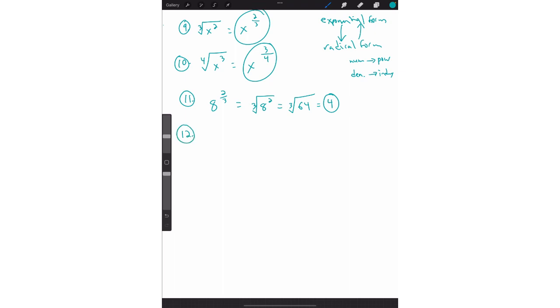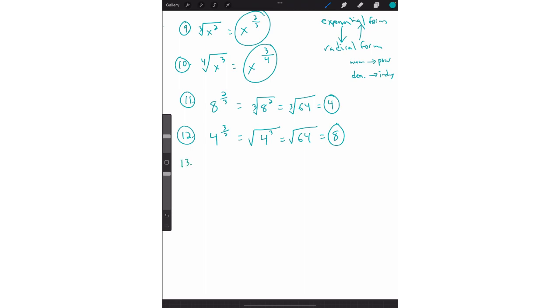Number 12. Number 12, I have 4 to the power of 3/2. Rewriting this, I'm going to have the square root of 4 to the 3rd power. That would give me 4 to the 3rd power. 4 times 4 is 16 times 4 is 64, right? So the square root of 64. 8 times 8 is 64, so the square root of 64 is 8. And that's my answer.